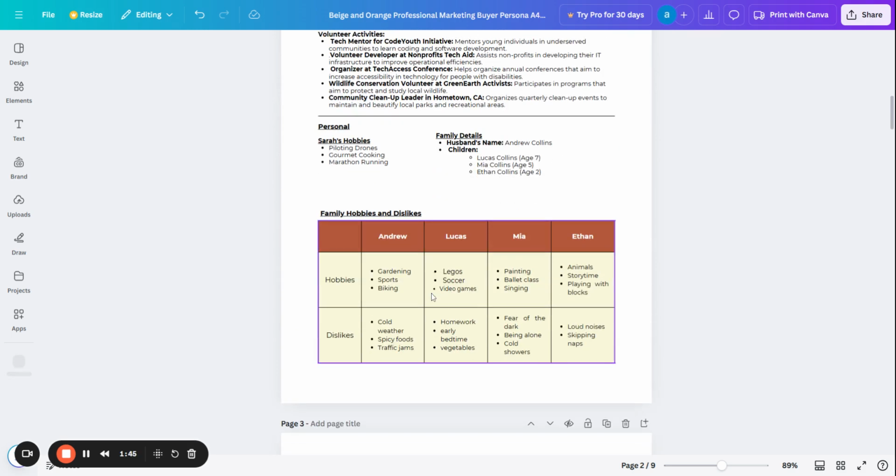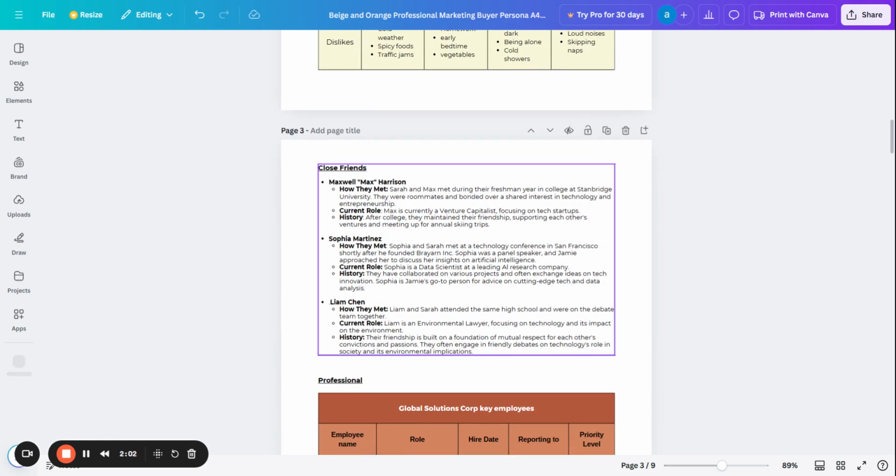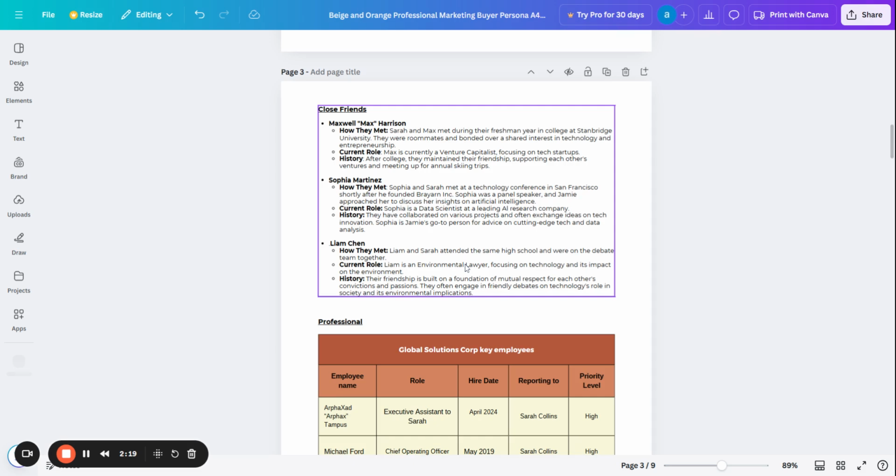Now, here, I wrote the people that are important to Sarah's personal life, like her family. And I also added their likes and dislikes so I could get an idea about their personalities and characters. That also includes Sarah's friends, their history, their level of relationship towards Sarah, as well as their professional background. In this way, whenever they want to talk to Sarah about business, we already got an idea about their professional expertise.